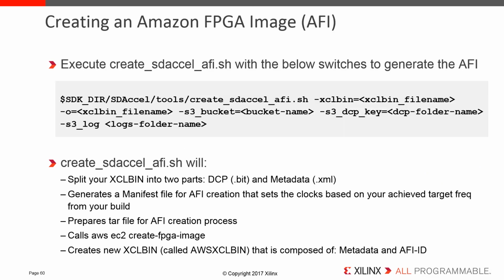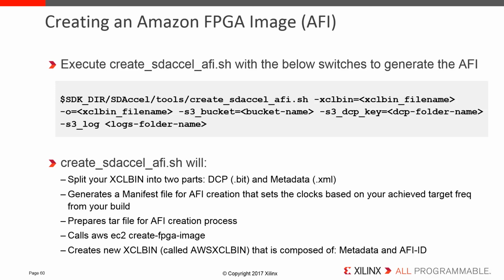Now we have the XCL bin ready for conversion to an AFI. The generation of the AFI is done by calling the create_sdaccel_afi.sh utility with the switches shown. create_sdaccel_afi.sh takes the XCL bin file as input and performs a set of steps that are part of the AFI generation process.